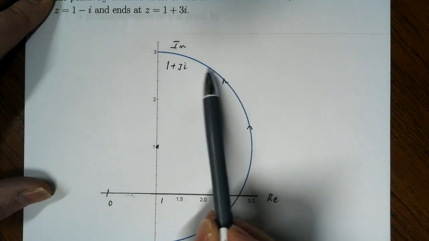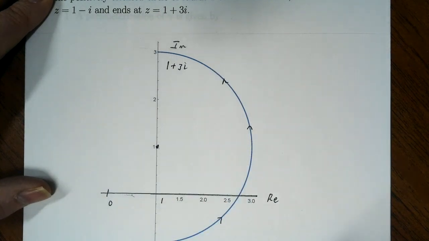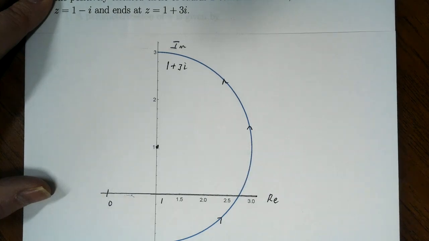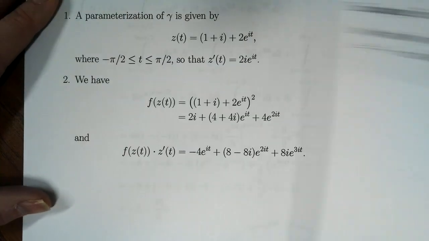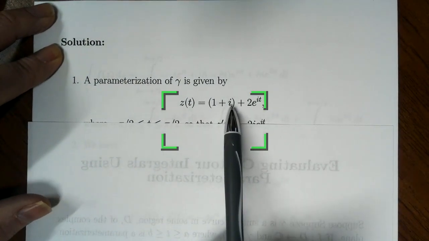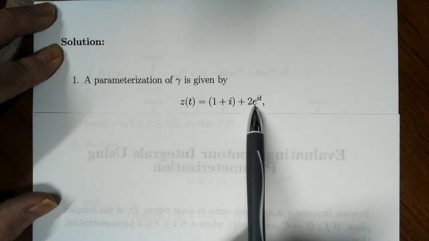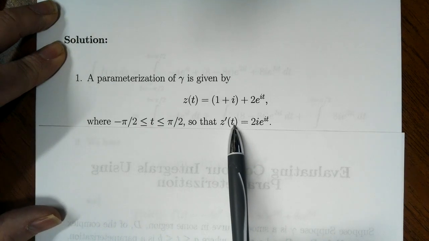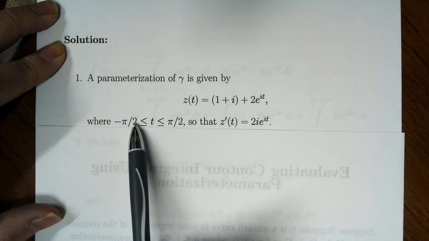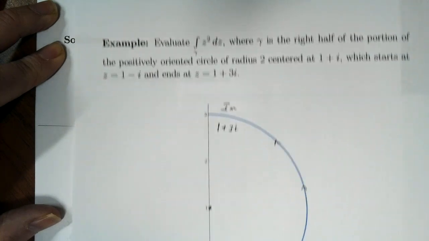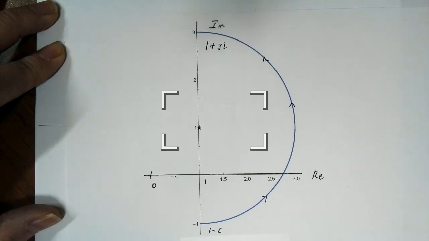So the first thing we need to do is come up with a parameterization of this arc. This arc is part of a circle centered at this point of radius 2. And we know how to parameterize such a circle. It's given by the center, which is 1 plus i, plus our radius times e to the it. Now in our case, usually we would go from t equals 0 to t equals 2 pi. That would trace out the entire circle.